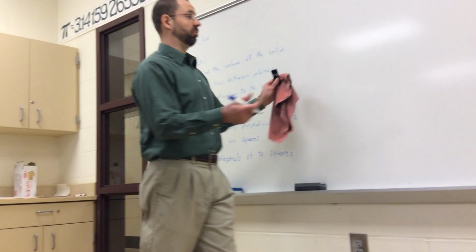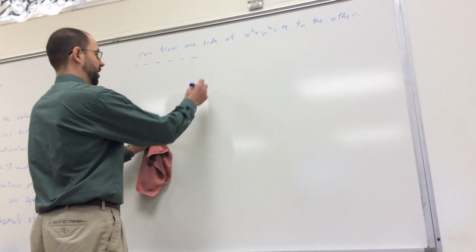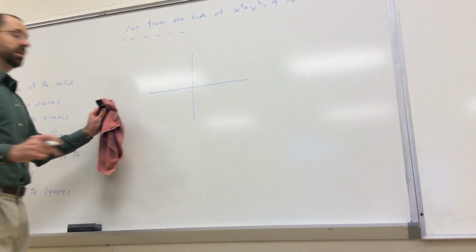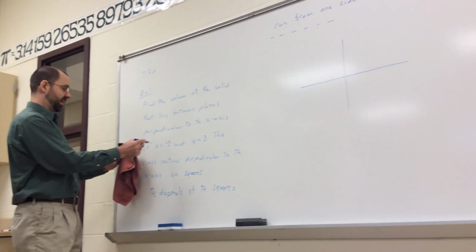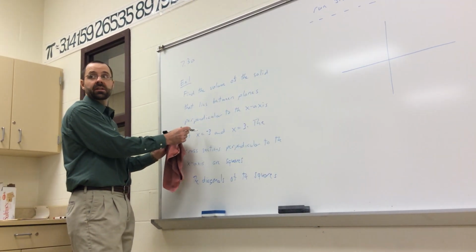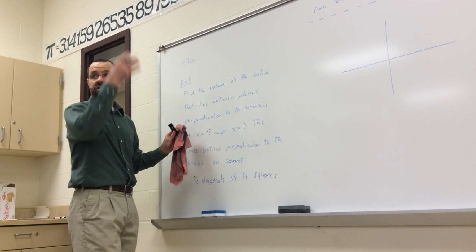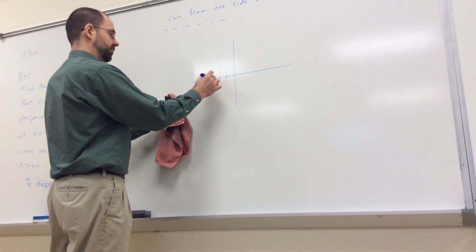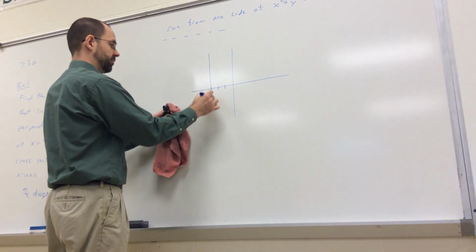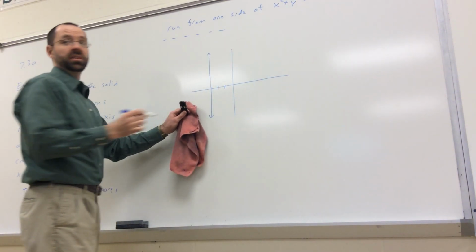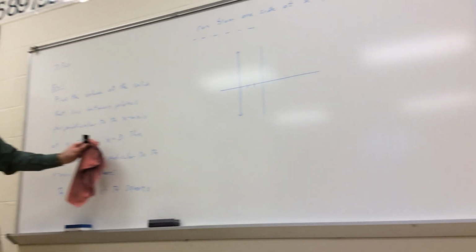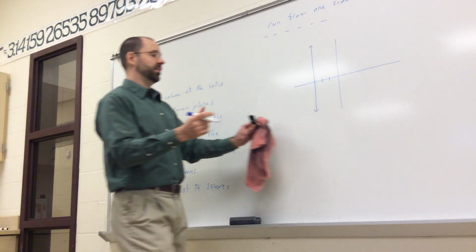So obviously we need to graph something. So we've got a y-axis and an x-axis. And then it's talking about x equals -3. The line x equals -3 is straight up and down at -3. So there's the line x equals -3. Then the line x equals 3 is straight up and down at 3.